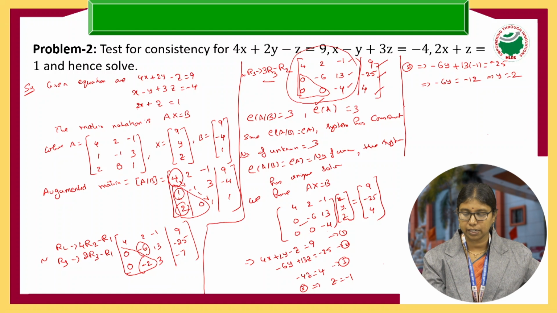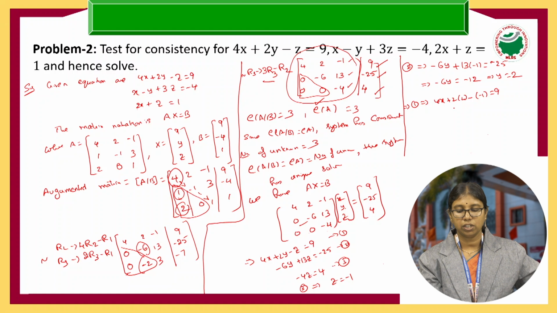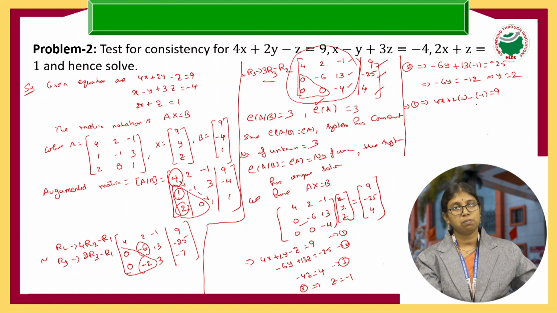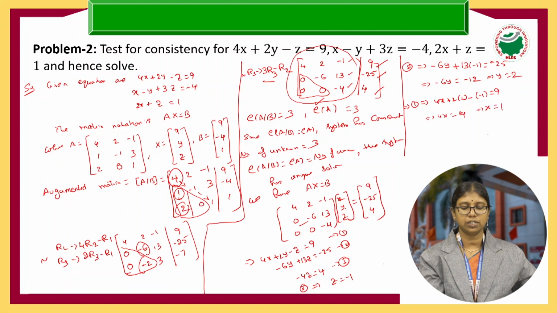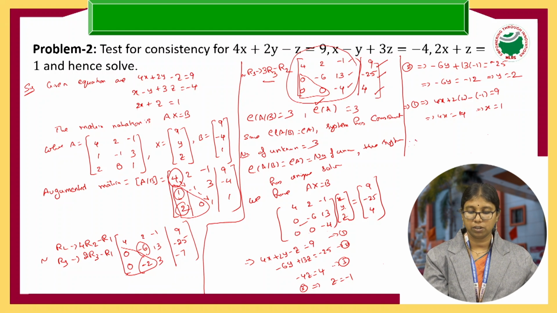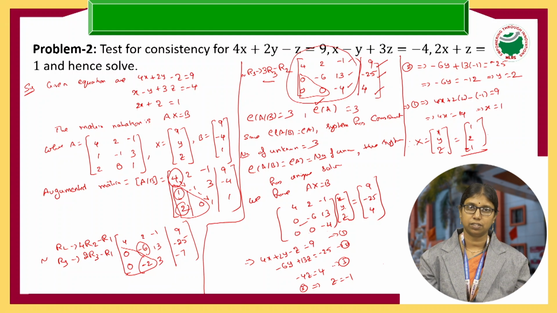Now substitute both z and y values in equation 1. Then this is 4x plus 2 into y, which is 2, minus z, which is minus 1, equal to 9. So here 2 2s are 4. 4 minus of minus 1 plus 1, 5. If you take 5 to the right hand side, you will get 4x as 9 minus 5, that is 4. On both sides 4 is cancelled and you will get x as 1. So what is the solution? Capital X is x, y, z. That is x is 1, y is 2, z is minus 1. Like this you can solve the non-homogeneous system of equations.